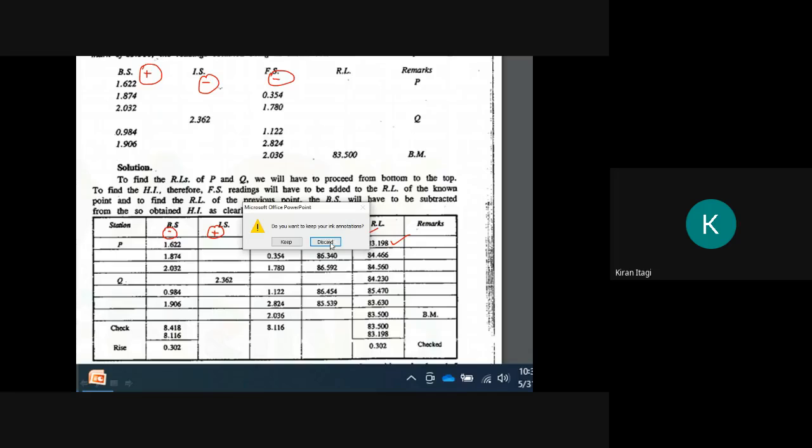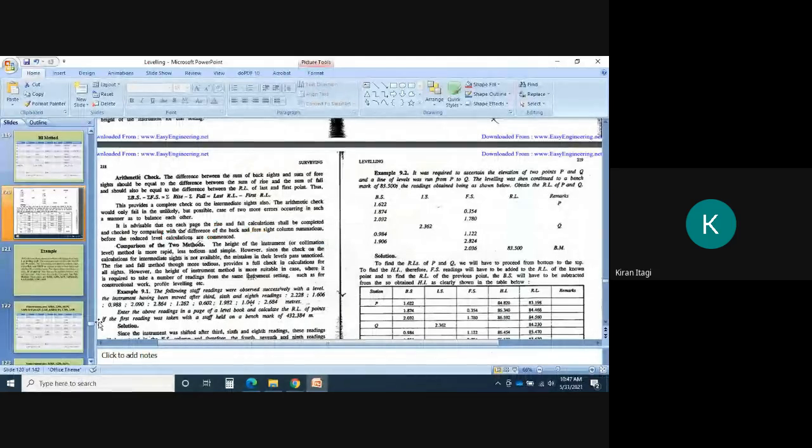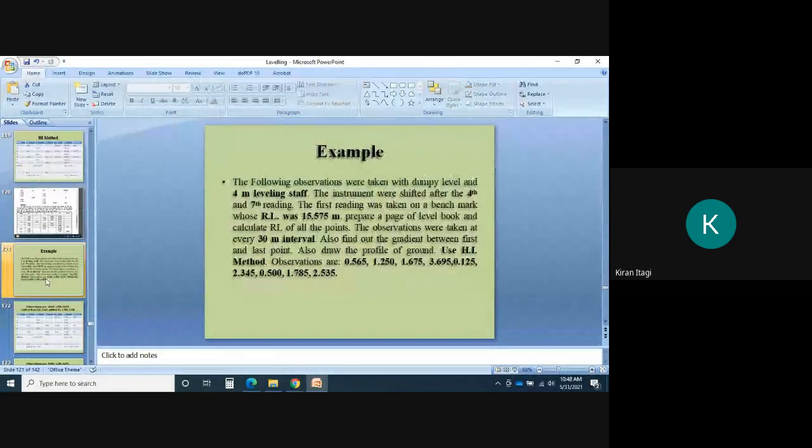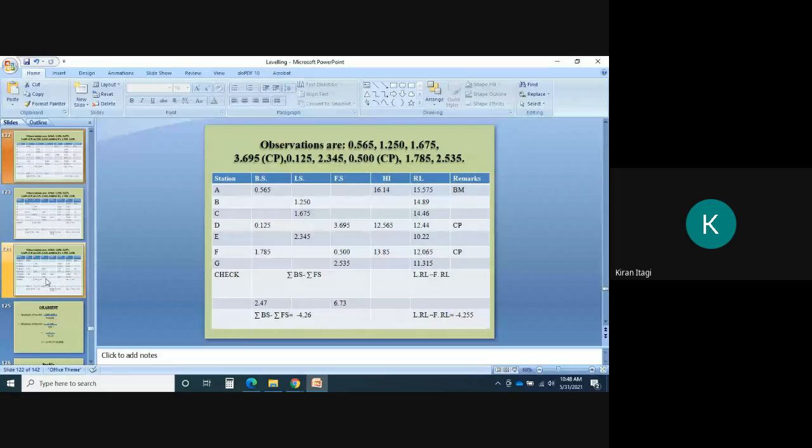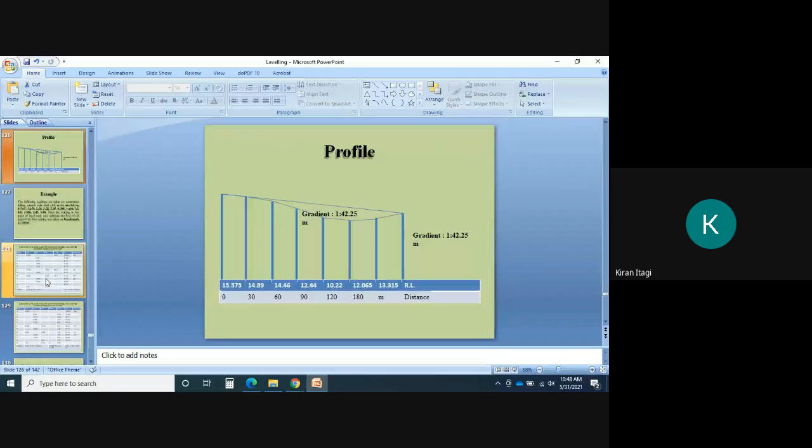So the next type is the rise and fall method. This is also a very simple one, but we have to take a little bit of care while solving the numericals.